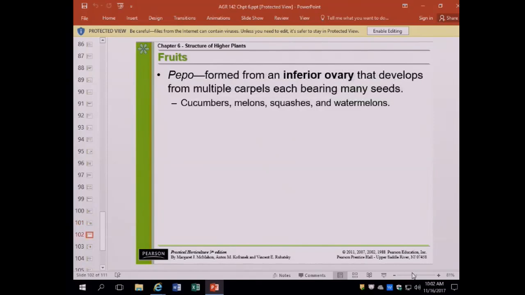The next distinction here is what we call a pepo. It's formed from an inferior ovary that develops from multiple carpels, each bearing many seeds. The examples of pepo are cucumbers, melons, squash, and watermelons. Those are generally what we were talking about with the monoecious plants. But we all recognize that the edible phase of a cucumber, the ones that we desire, will not have mature seeds. If you get a cucumber that has a mature seed, it's past the edible stage.